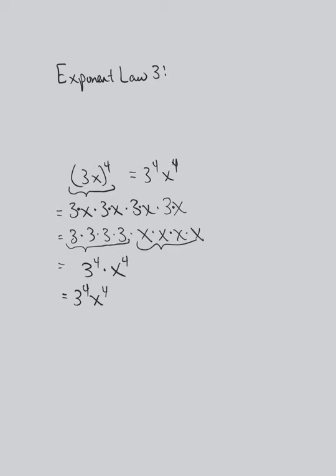Okay, and so what ended up happening here, I was multiplying, but I had an exponent on that product. That exponent essentially just distributed down onto each one of those quantities. And so that's what exponent law 3 says: if I have a product raised to an exponent, then I can distribute those exponents down onto each one.